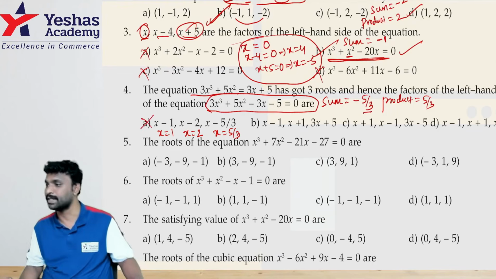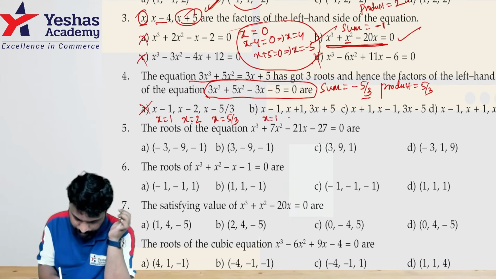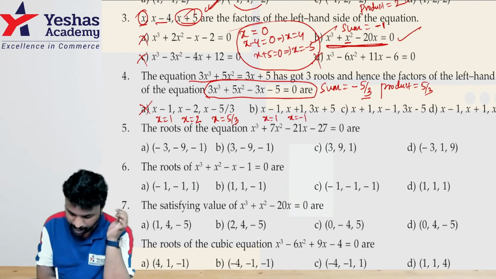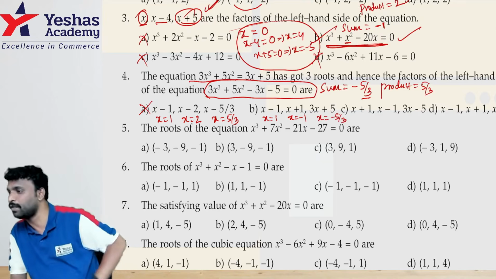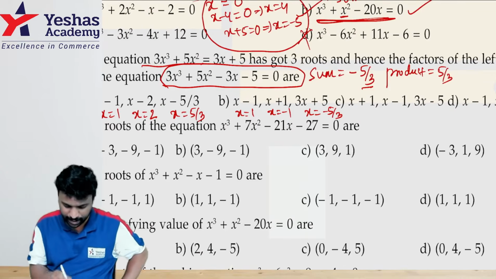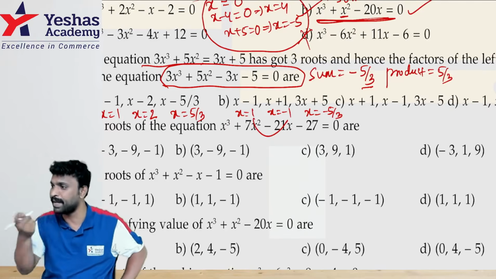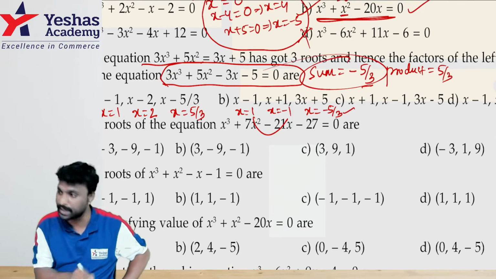Option A is not the right answer. How about option B? Guys, x equal to 1 here, x equal to minus 1 here, and 3x equal to 5. That means x equal to minus 5 by 3. Yes or no? 3x equal to 5 means obviously x equal to minus 5 by 3. Now find out the sum. Guys, when I add these three roots, 1 minus 1 cancel, 0, and minus 5 by 3 is remaining. So sum of the roots is satisfied.